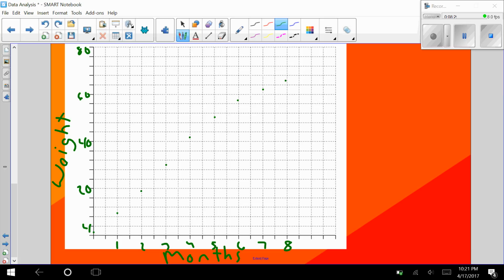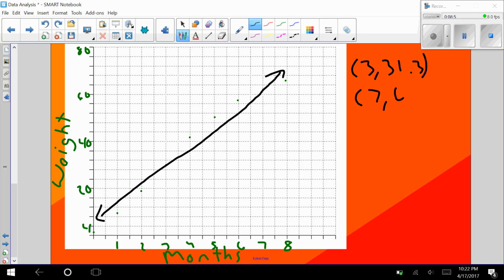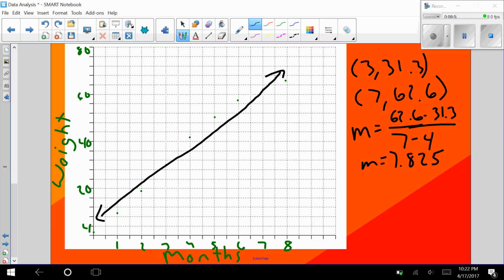All right, now we need to draw a trend line for this. I think that a good trend line will go right about here. I realize if you don't use a ruler, your line won't be very straight. My line goes through 3, 31.3, and 7, 62.6. Now we're going to find our slope. Slope equals 62.6 minus 31.3 over 7 minus 4. Our slope is 7.825.